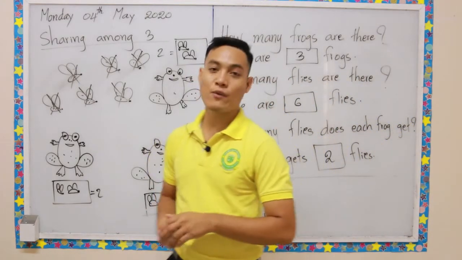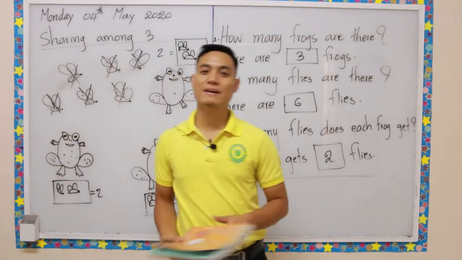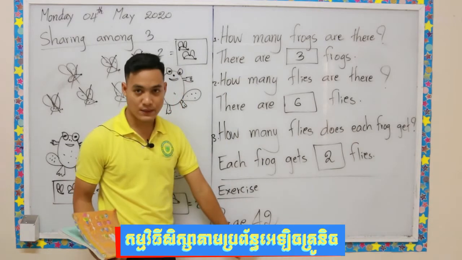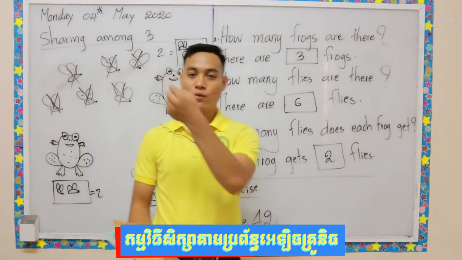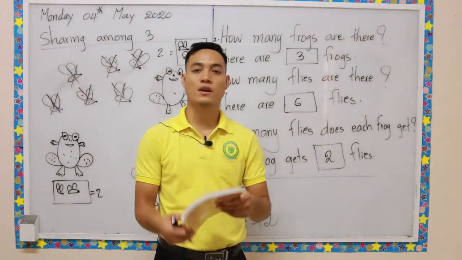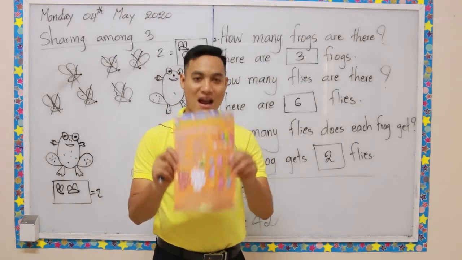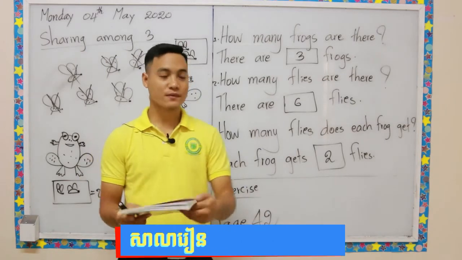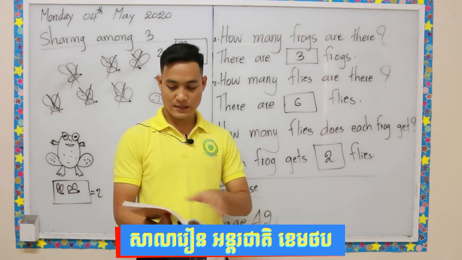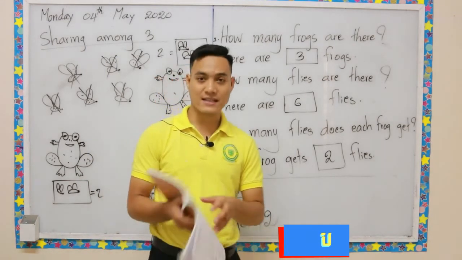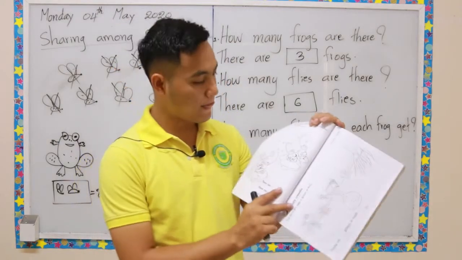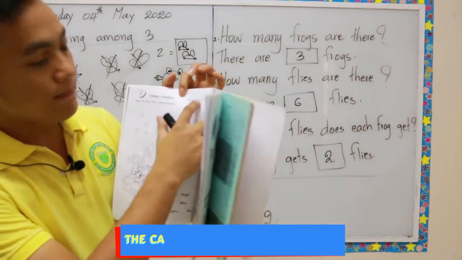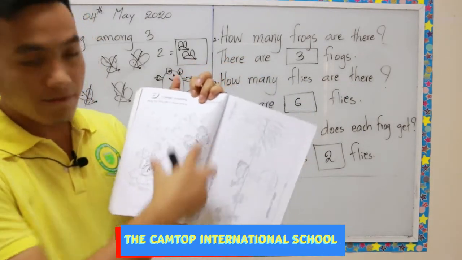Anyway, before we say goodbye, I also have an exercise for you to do on page 42. After watching this lesson, please go to your K2B maths textbook and open page 42, where you're going to do your first exercise on sharing among 3. Over here we have frogs.